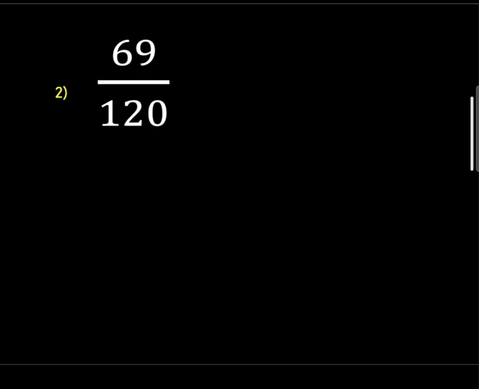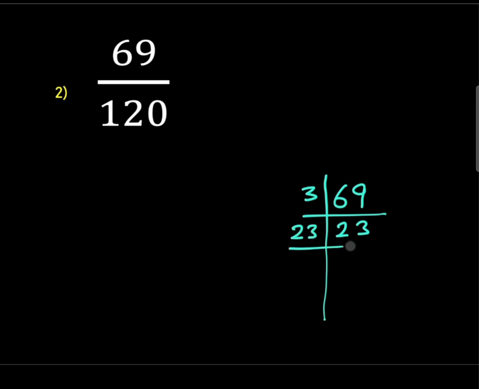Question number 2, we have 69 over 120. Factor 69 to its prime numbers. Divide by 3, we get 23. 23 is a prime number. 23 divided by 23, we get 1.